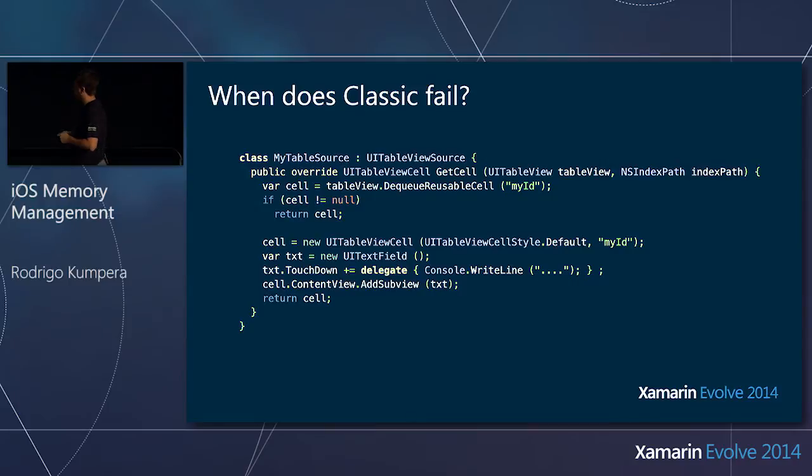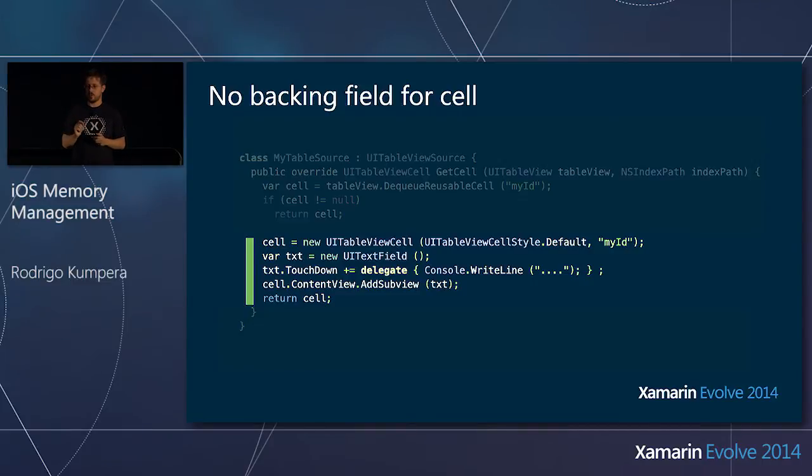So this is a good example of where Classic fails. This has been documented for a long time, and we found this out a long time ago. There are lots of workarounds, but it's something where we know it fails, and here's where.